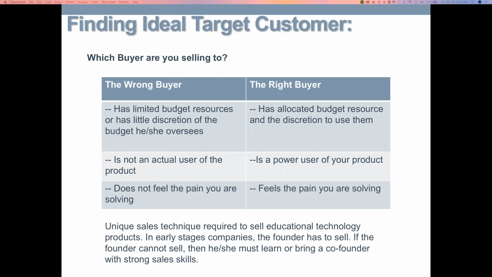So the right buyer is someone who has allocated budget resources and has discretion to use them, and is a power user of your product. Then they feel the pain that you are solving, and it's much clearer for them what you offer.